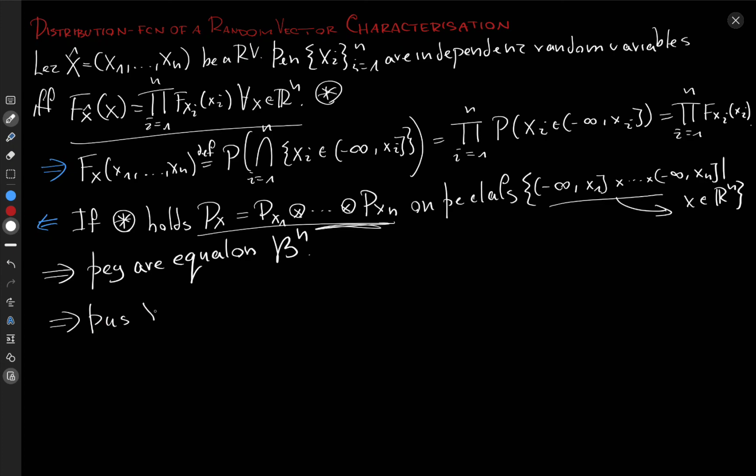Thus, xi for all i up to n are independent, or mutually independent if you prefer. And this concludes the proof.